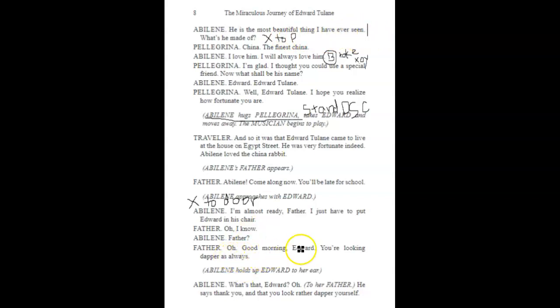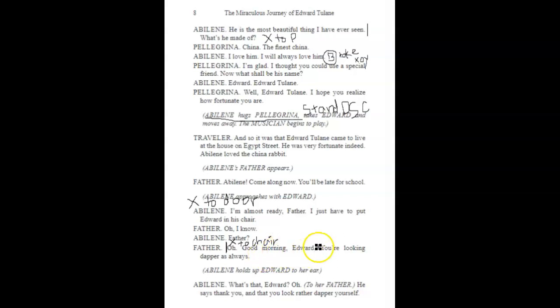So, oh, good morning, Edward. You're looking dapper as always. So maybe Father crosses to the chair as he's saying this line. So he starts to cross as he's saying it. You would put the line here to show that we're doing this at the beginning, and then you would say cross to chair.